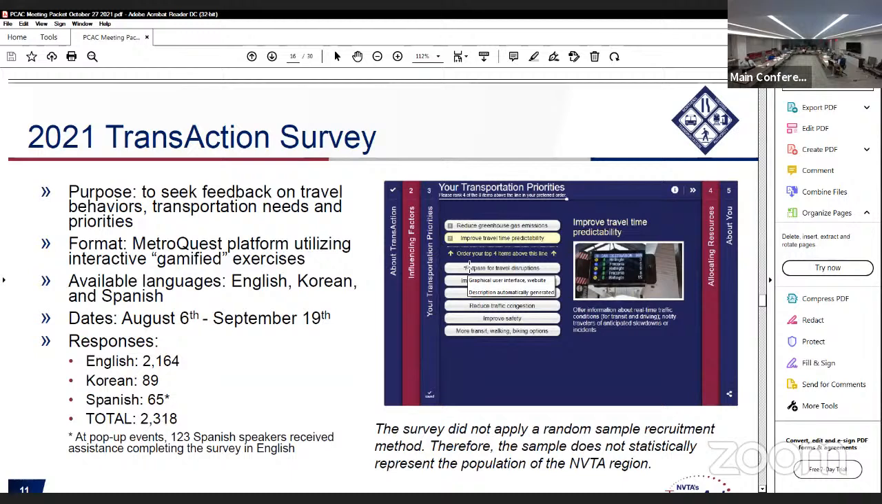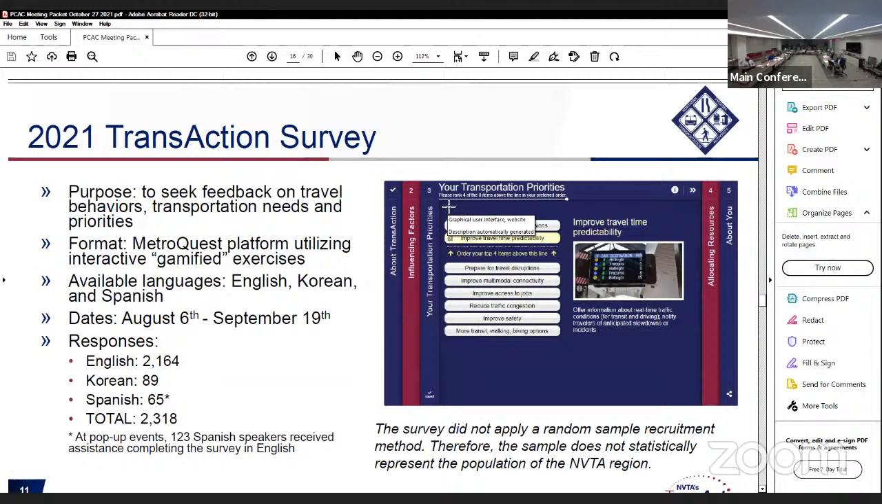And as noted, we did some pop-up events to go out in the community. At some of those pop-up events, we had tablets to help folks fill out the survey. So we did get some Spanish speakers who received assistance. Those actually showed up in our English total, but were Spanish speakers.